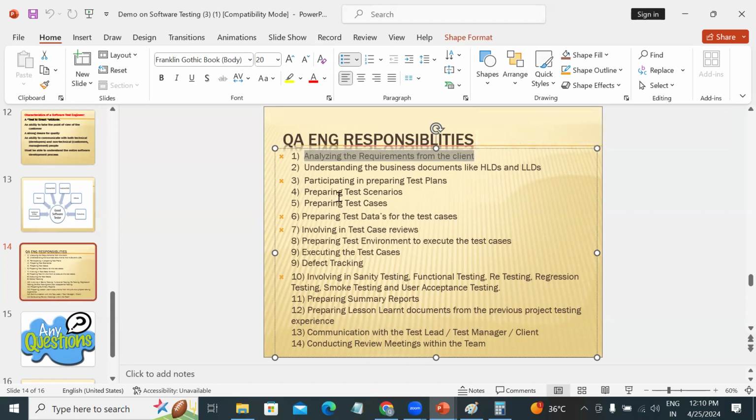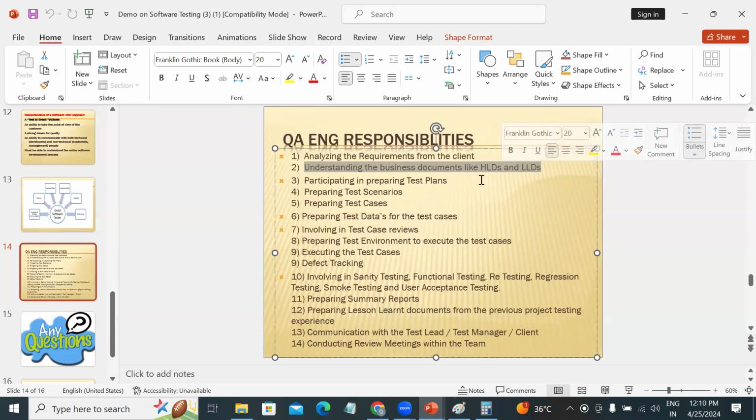So whenever you receive any documents, requirement documents, you have to analyze and understand the requirement document. Understanding the business document, HLD and LLDs. This will come in future.